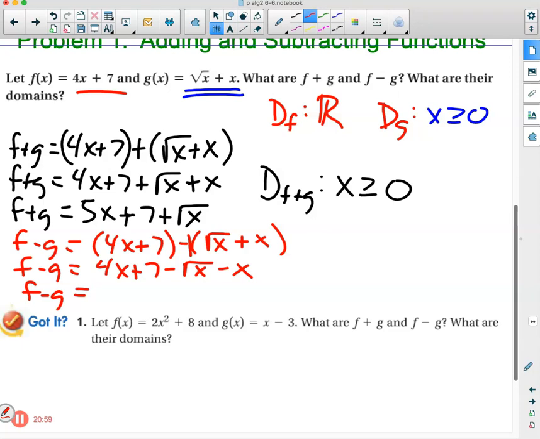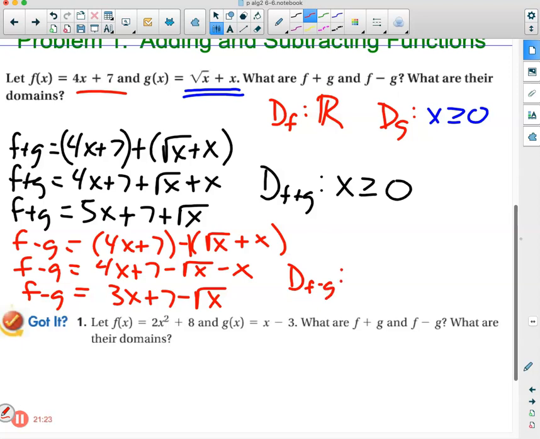Do we have any like terms? What could we put together? Just the x's again, right? But it's something. So 4x minus x is 3x plus 7 minus the square root of x. And now, domain of f minus g.